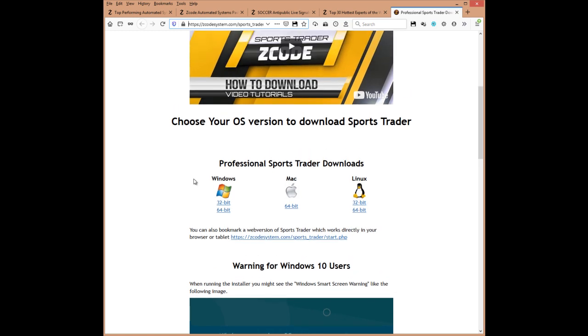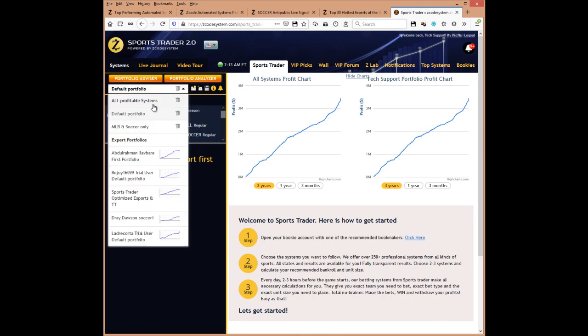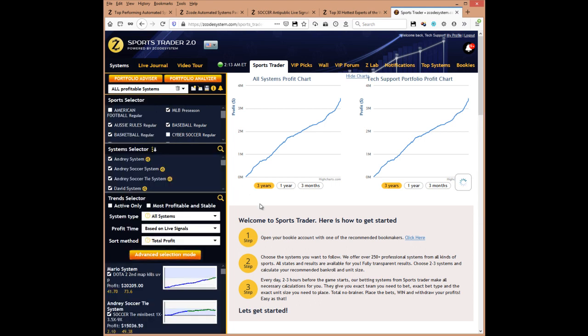Now, we actually developed the software a few years ago in order to help our members to streamline their betting process, considering the fact that we have more than 250 systems and more than 5,000 trends overall. So it can sometimes get a little bit overwhelming, especially if you're a newbie or if you haven't yet developed a disciplined approach to betting with our systems. But that's where Sports Trader comes in.